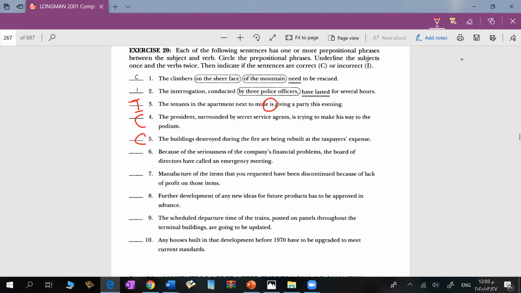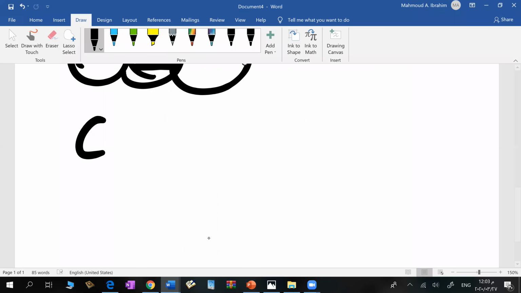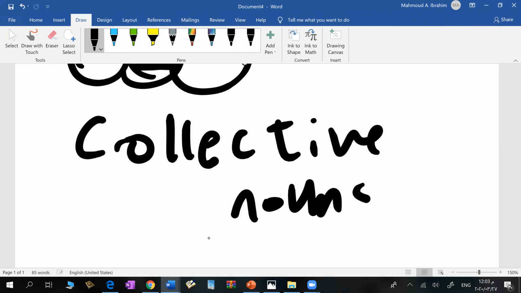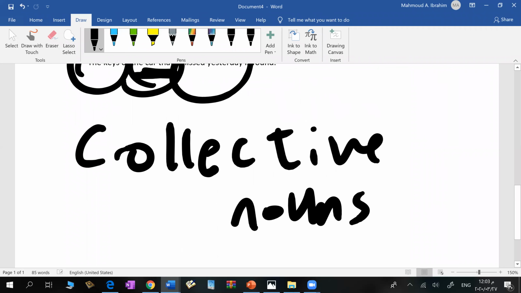I think incorrect. Wallahi, you go this way and that way, because this is called a collective noun. The board of directors. We have something in English called collective nouns. Collective nouns, what does that mean? It means nouns of units that consist of more than one member. For example, the team.